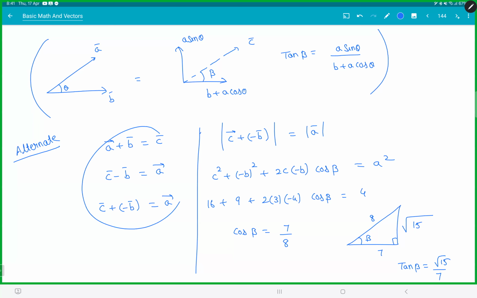I can rearrange these terms to make it like a new parallelogram law. If you add C bar and minus B bar, you will get A bar. And the angle between C bar and B bar is beta. Finish it off.